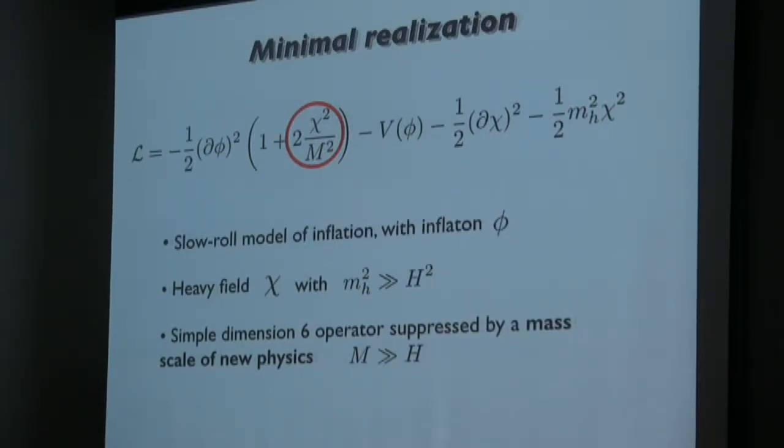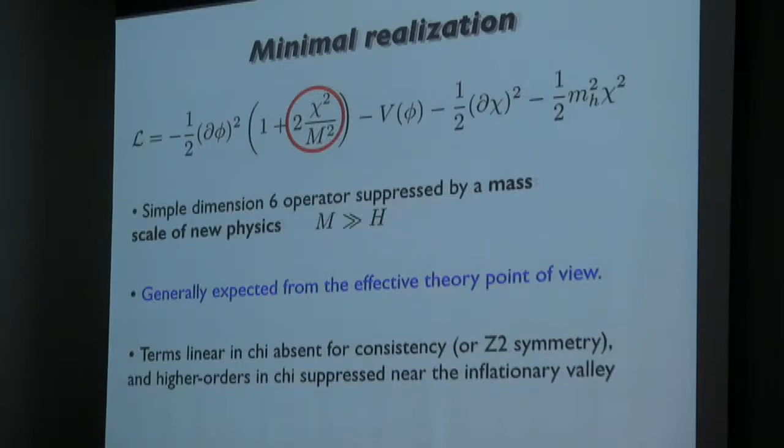Let me add these higher order operators here, so you see, in front of the kinetic term of phi. It's a dimension 6 operator with a scale of new physics M greater than H. In general, it's expected from an effective theory point of view. Unless there is a symmetry reason that tells you it should not be there, in general it is there.